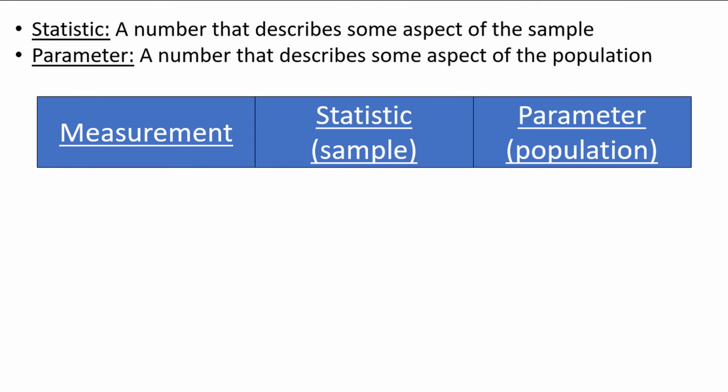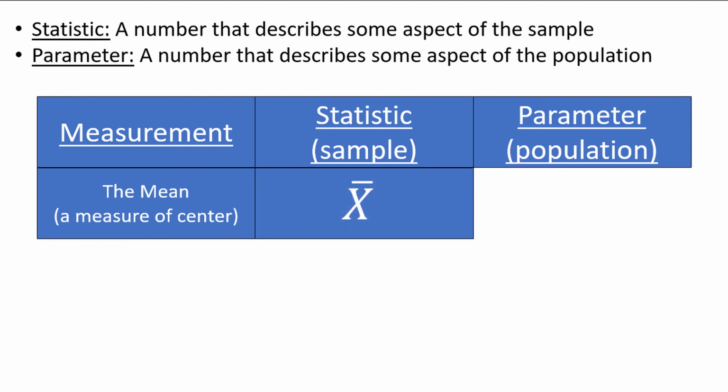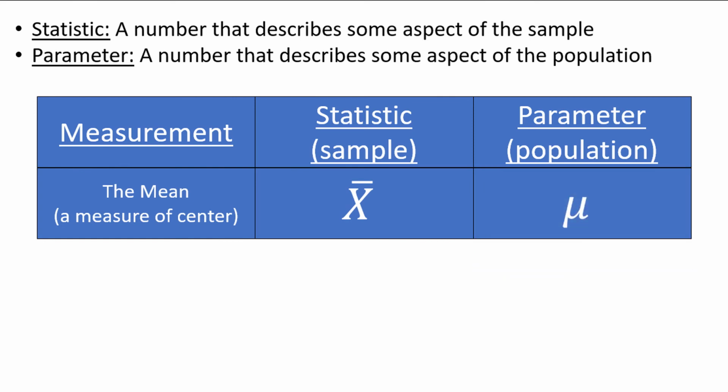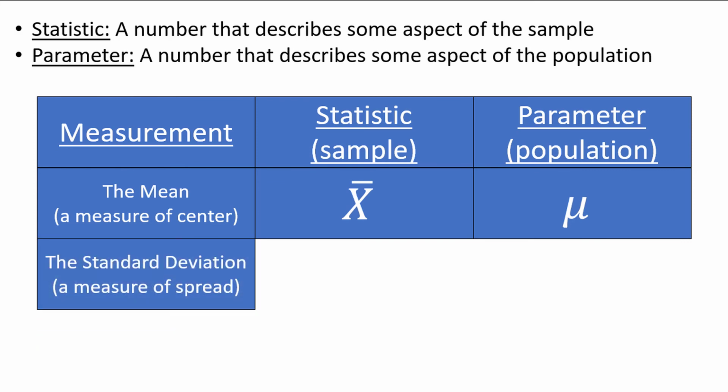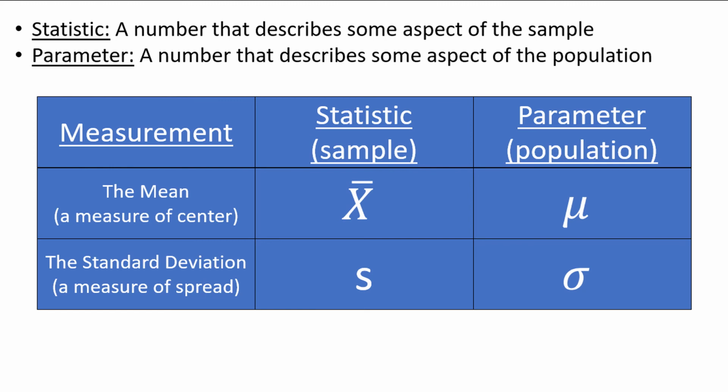Alright, the first measurement, the mean, is a measure of the center of the data, known to the common folk as the average. The sample statistic for the mean is x bar, just an x with a bar on the top, and the population parameter for the mean is the Greek letter mu, which looks like a U with a little added tail on the left. The standard deviation is a measure of the spread of data, which we will talk much more about in future videos. The sample statistic for the standard deviation is s, and the population parameter for the standard deviation is represented by the Greek letter sigma, which looks like an o with a little hat.